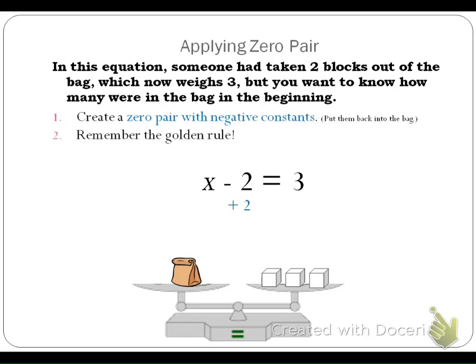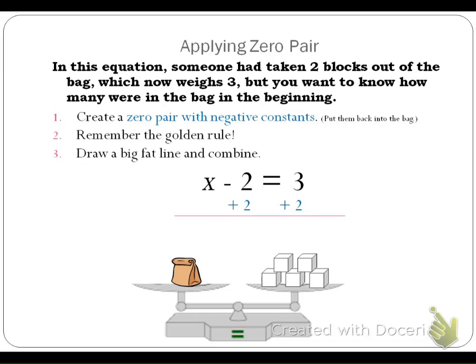But we need to remember our golden rule. Whatever we do to one side, we must do to the other. So we're going to add 2 to the other side of the equation as well. By doing this, we created our zero pair. So we're going to draw a big fat line, and now we're ready to combine.